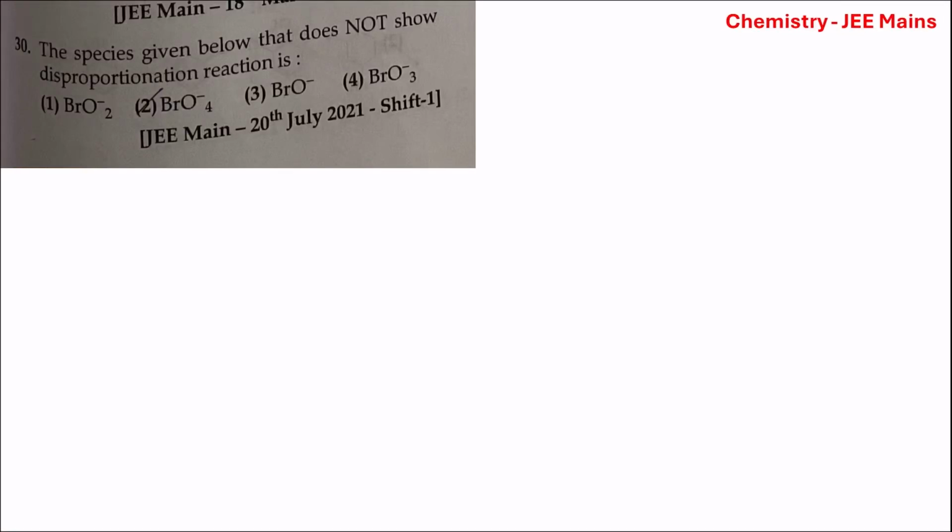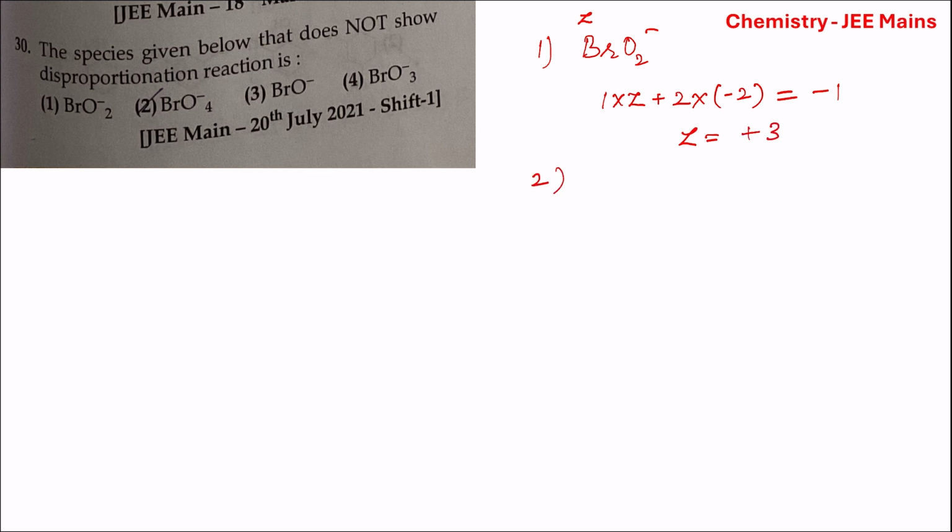The species given below that does not show disproportionation reaction is. Now the first one is BrO2 minus. Let the oxidation state of bromine be Z. The number of atoms of bromine in BrO2 minus is 1, so 1 into Z, plus the number of atoms of oxygen, which is 2, so 2 into the oxidation number of oxygen, minus 2, is equal to minus 1. Solving, Z is equal to plus 3.